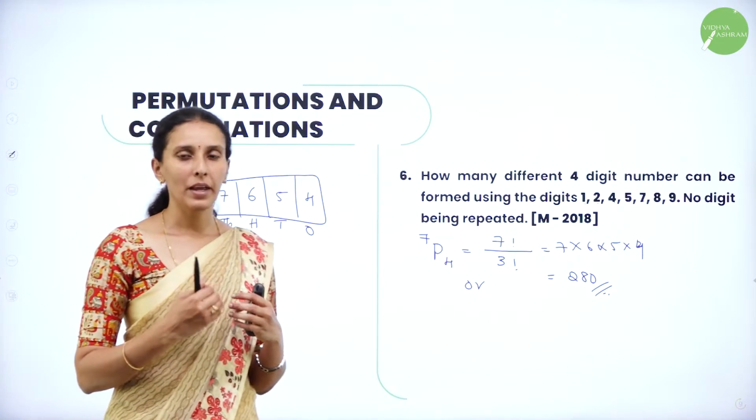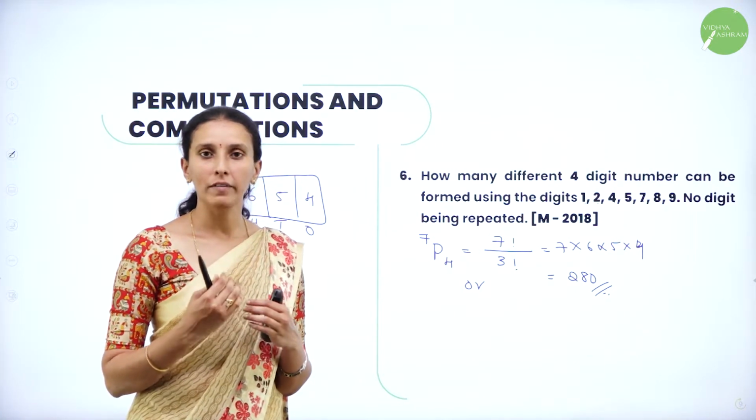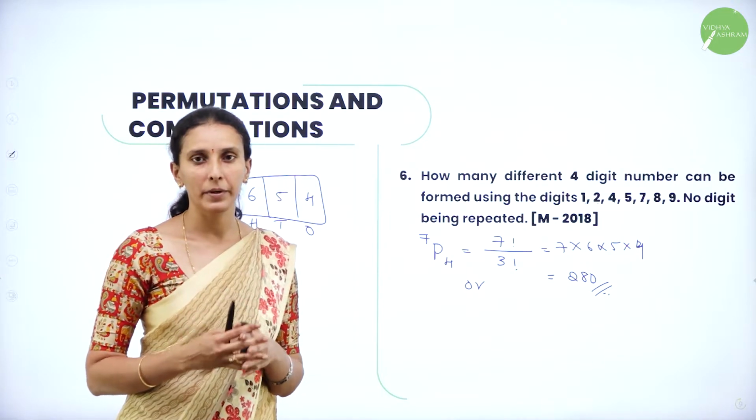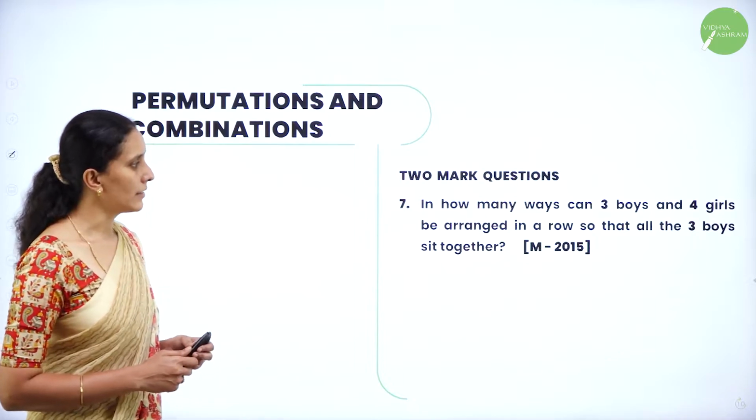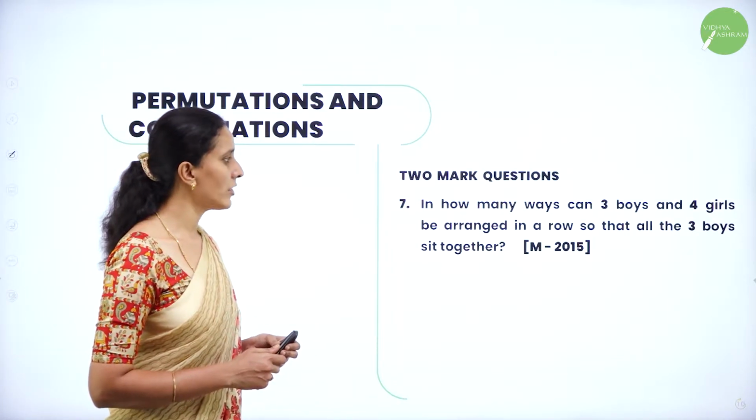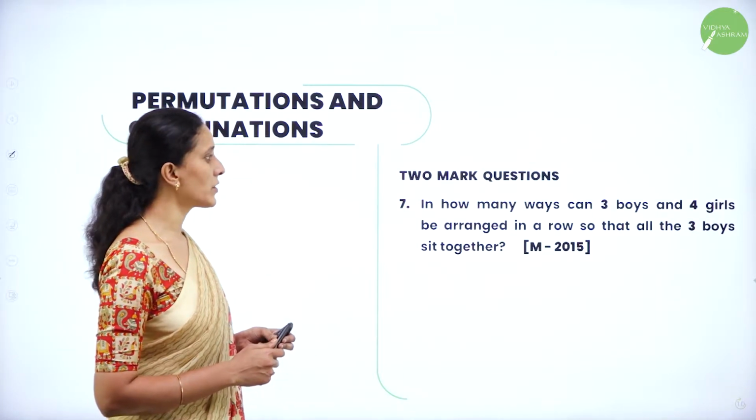So like this, they may ask you very simple questions to solve under circular permutation or linear permutation, etc. So next question we have: in how many ways can 3 boys and 4 girls be arranged in a row so that all 3 boys sit together?